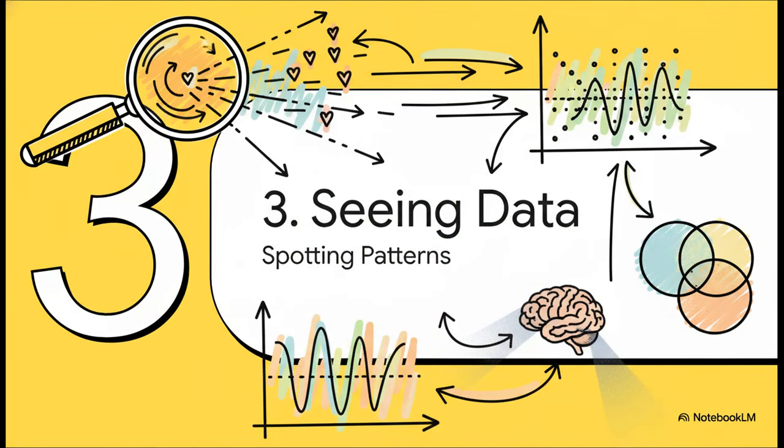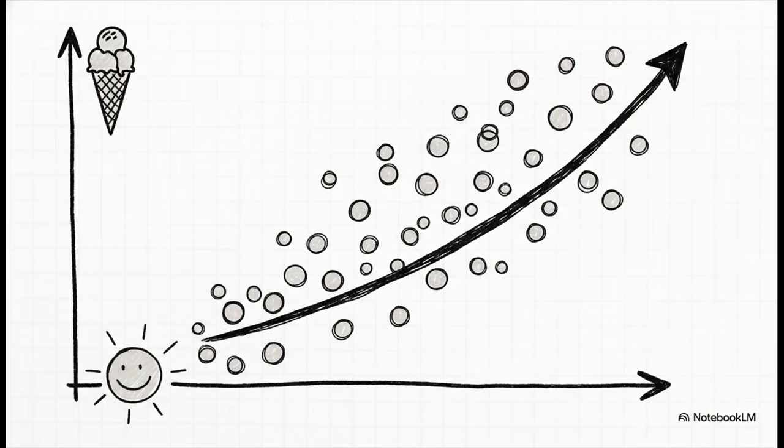Okay, tool number 2. This one helps us zoom out a bit. Instead of just looking at single events, we're going to start looking at how 2 totally different things might be connected. This is where we get into spotting patterns. This one's pretty intuitive. Think about selling ice cream in the summer. As the temperature goes up, your sales probably go up too. If you were to plot that out, the dots would make a general upward slope, just like this.